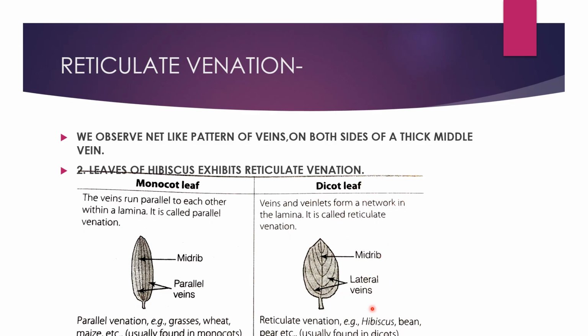One more thing we should know is that reticulate venation is also seen in the dicot leaf, details of which we will study in the coming video. So in the dicot leaf, we mainly find reticulate venation, and in the monocot leaf, we find parallel venation. So reticulate venation, I hope it is clear. On both sides of this thick middle vein, or the midrib, we see a net-like pattern of veins.